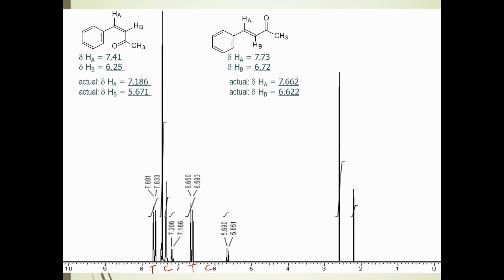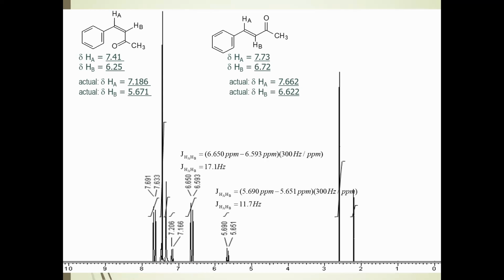But as before, we would also look at coupling constants. Again, we take the difference between these two peaks. This is again also acquired on a 300 megahertz spectrometer. We get 11.7 hertz. That's in the 8 to 13 range, so this is a cis isomer. And if we do it for the taller peak, take the difference between those two peaks, multiply by 300, we get 17.1 hertz. And so this is trans.